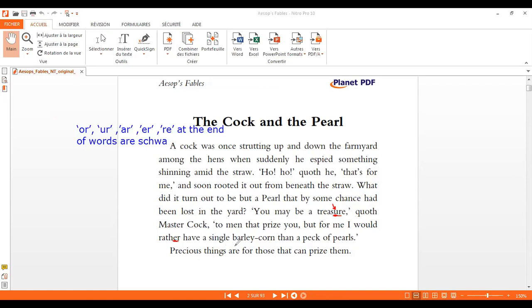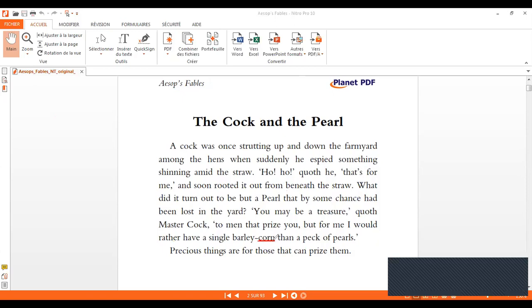Have a single barley corn than a peck of pearls. Precious things are for those that can prize them. Okay, so we can find the schwa here. And in corn? No, corn. Corn is an O sound, or aw sound. We have not taken this sound yet. This is a phonetic sample of it.